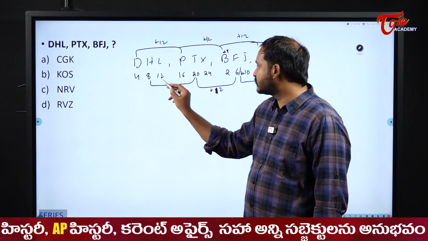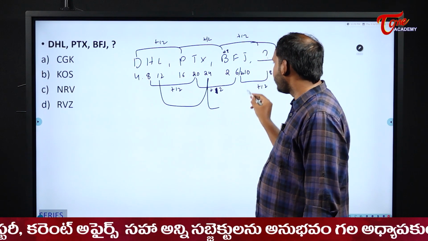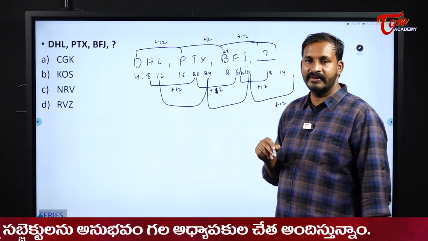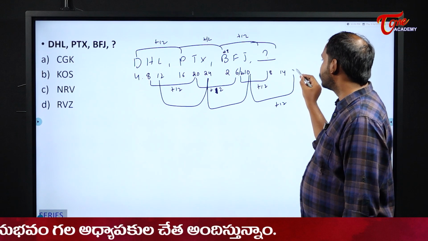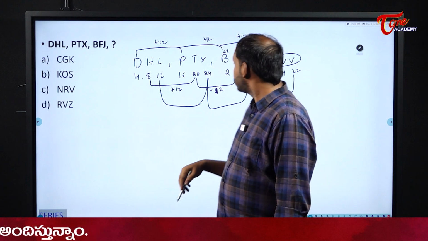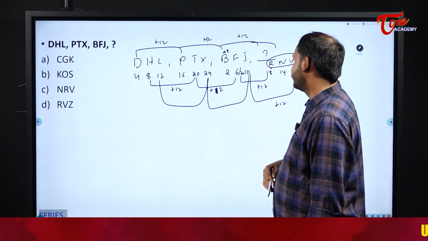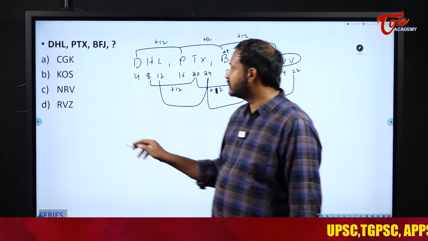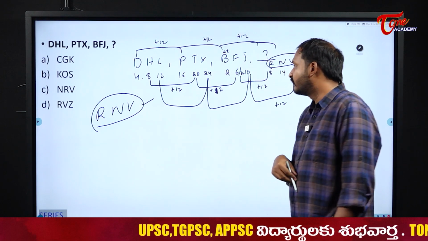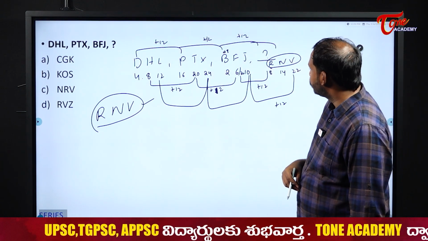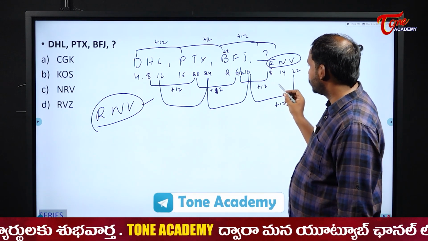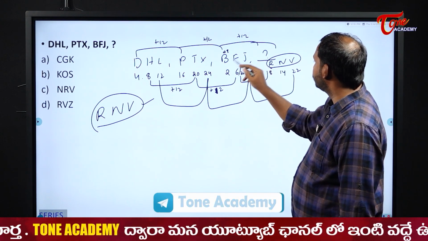Okay, next come to the last one. Plus 12, plus 12 and once again plus 12. So what is happening here? All are incremented by plus 12. So 10 plus 12 becomes 22. So our answer here becomes R and V. R N V will be our answer here students. Here the option is not there, but R N V is the correct answer for us here. Why? Because we are always adding plus 12.